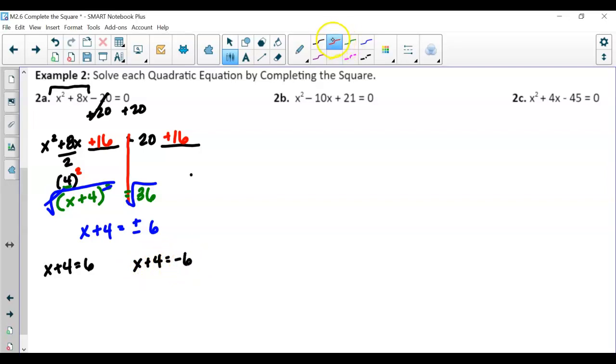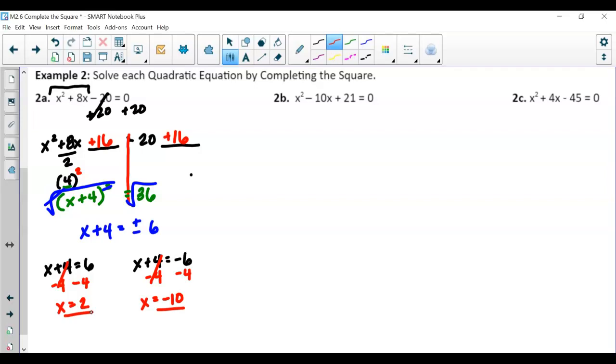Now we can solve for x, doing the opposite operation. If we're adding 4, subtract 4. So x is equal to 2. Same thing here, subtract 4, and x is equal to -10. So x is equal to 2 and -10.